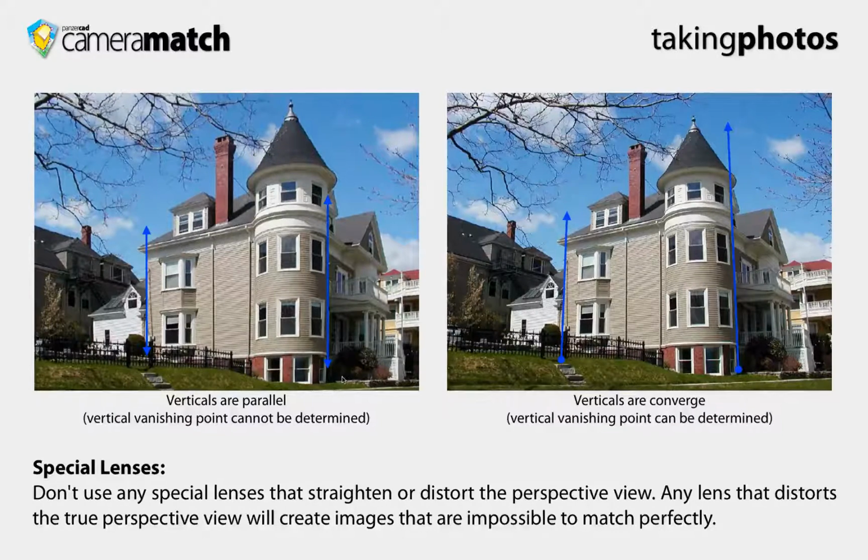While they might make for a nicer looking architectural image, they produce images that are not as natural, and that makes it difficult for CameraMatch and for Vectorworks to match. So just use a typical lens, as in the image on the right here. I'm just highlighting how the verticals are not perfectly parallel, and it's a more natural image, and those vanishing points can be determined accurately from that image.